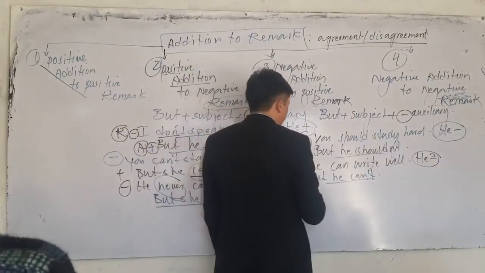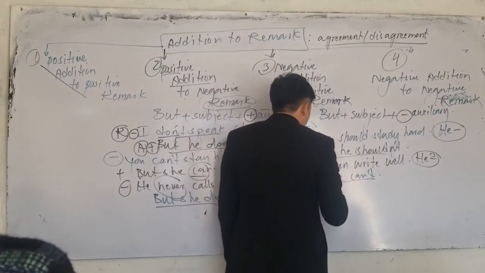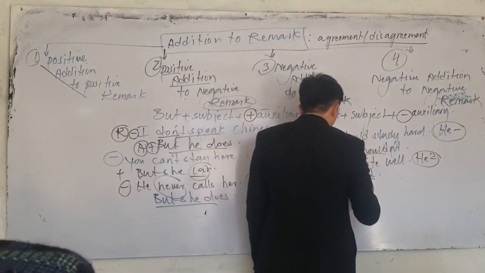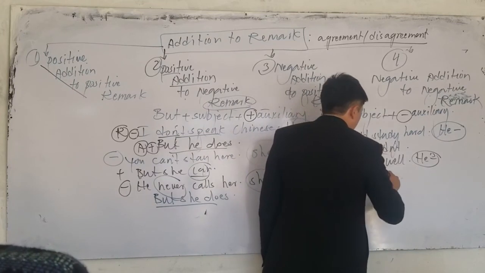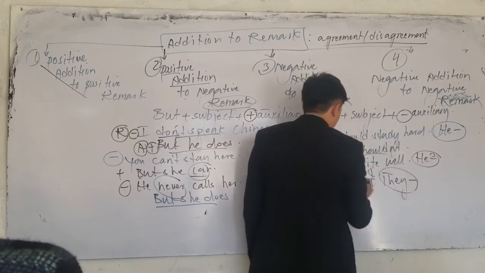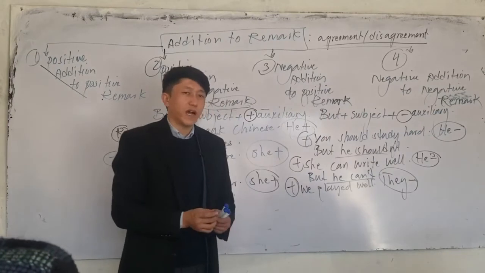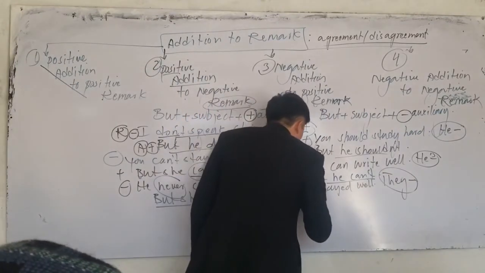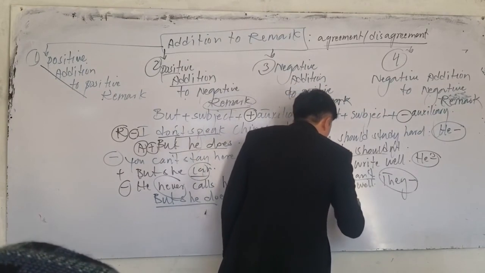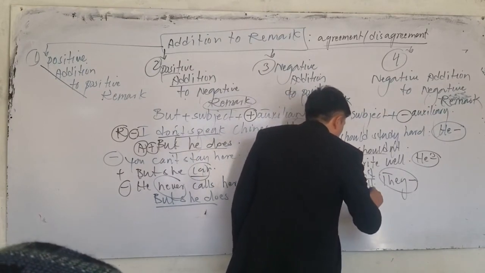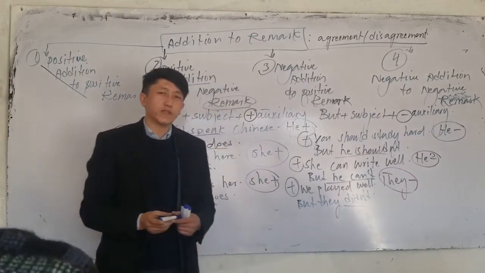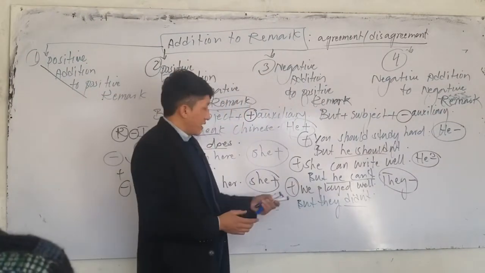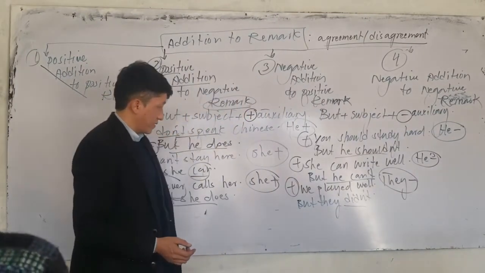Or the next one, we played well. What about they? Subject is they, addition is negative, remark is what? Positive. How can I add it? We played well. If I want to add, we can say but they, what do we say? But they did or didn't? Why didn't? Because there is no auxiliary verb. If there is not any auxiliary verb, what do we do? We add did in the sentence. Now, this is rule number 3, negative addition to positive remark.